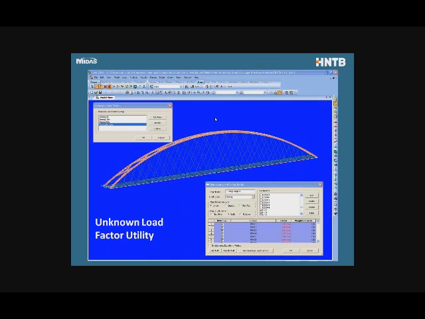I prefer to do it in Excel using the solver utility, because you can construct really complicated optimization constraints, and it solves this in seconds.